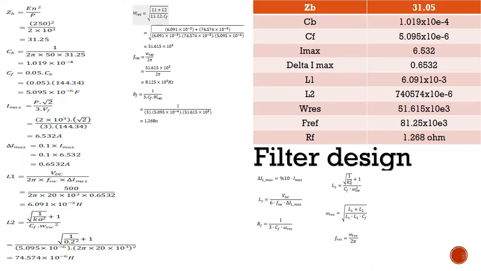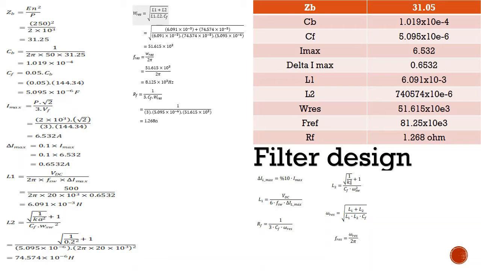Before we get into the further calculation, we need to design our filter. Our filter is an LCL filter, so there is 2L and 1C. The ZB is 31.25. The CB is 1.019 decimilli. The CF is 5.095 micro. The Imax we obtain is 6.532 ampere. The delta Imax we obtain is 0.6532 ampere. The L1 value we obtain is 6.091 milli. The second L we obtain the value as 74.574 micro.